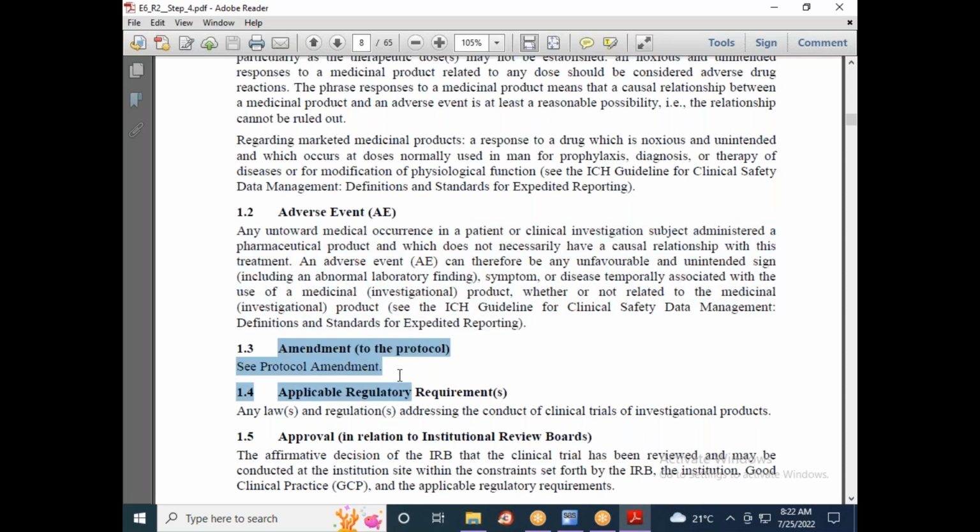Amendment to protocol. Amendment means the latest changes. Whatever changes you make to the protocol, we call it a protocol amendment.